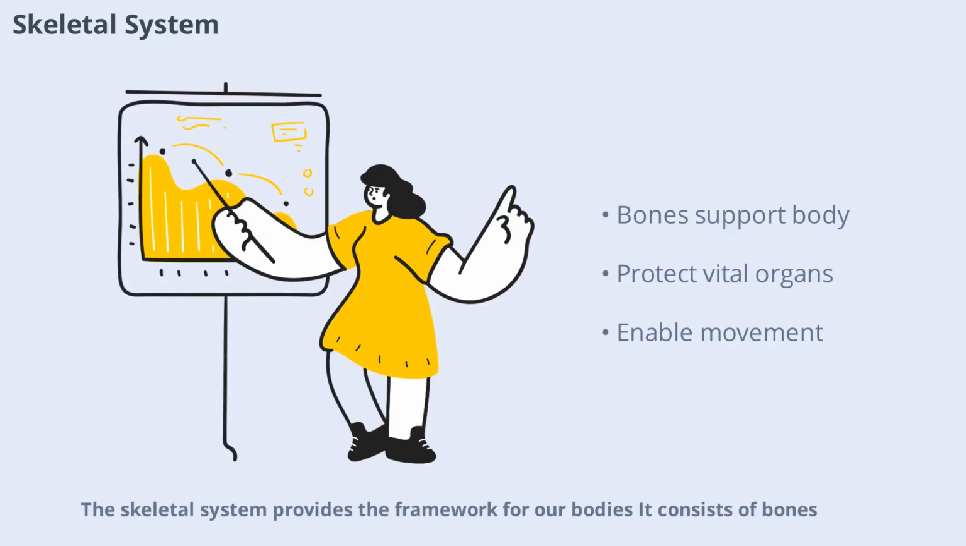The skeletal system provides the framework for our bodies. It consists of bones, cartilage, and ligaments that support and protect our organs. Bones also produce blood cells and store minerals. Without the skeletal system, we wouldn't be able to stand, move, or protect our vital organs. This system is essential for structure and movement.